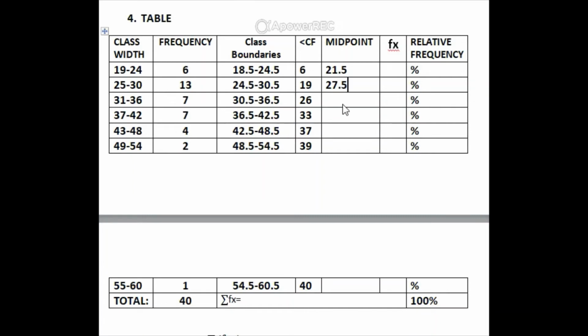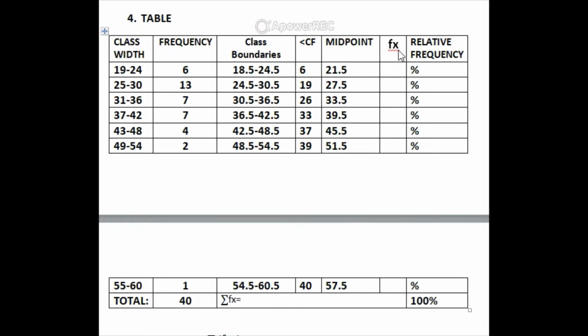Isa ding technique para mas madali nyong makuha ang midpoint. Pag nakuha nyo na ang first midpoint ng ating first row, pwede nyong i-apply dito ang class interval. As you can see, we have 21.5. This is 26.5. Pag pinag-subtract natin sila, ang class interval pa rin nila ay 6. So, pwede nating i-apply ang pag-a-add ng 6 to get the midpoint. As you can see, sa ating midpoints ng bawat row, ang kanilang differences ay 6.